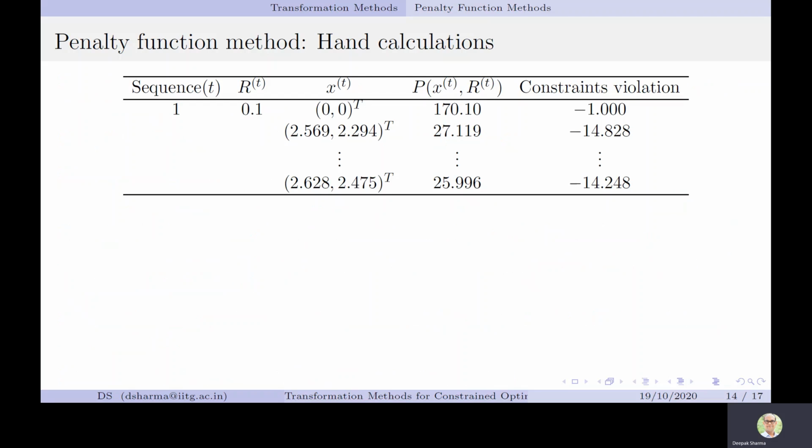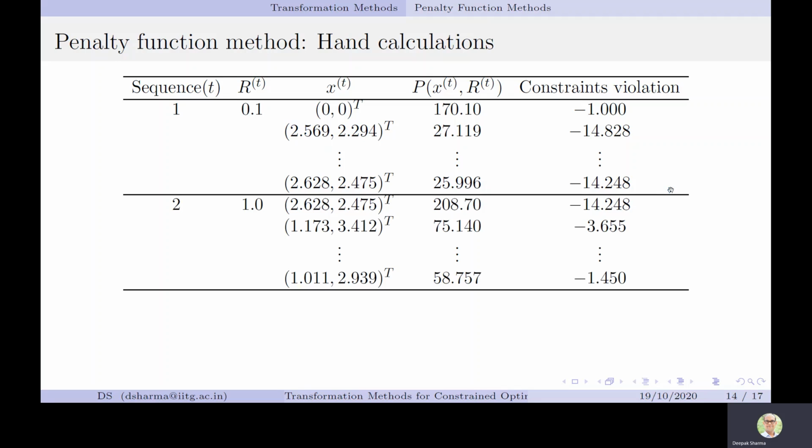Now let us understand the argument which I have given in the previous slide. In the first column, it is sequence 1. The value of R is 0.1. We started with the origin. The penalty function value is 170.10 and the constraint violation is -1. We are minimizing only the penalty function value. After using this steepest descent method and many function evaluations, we can see our penalized function value is reduced. So this means that it is working fine, 25.996. We get a new point as given here and the constraint violation is increased.